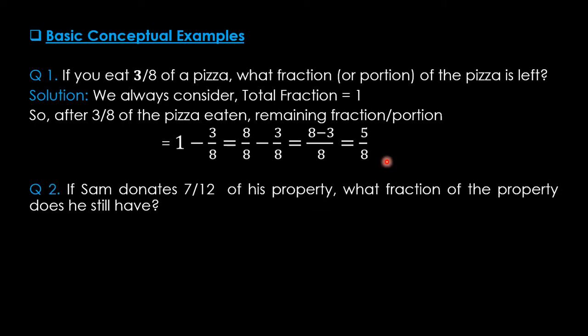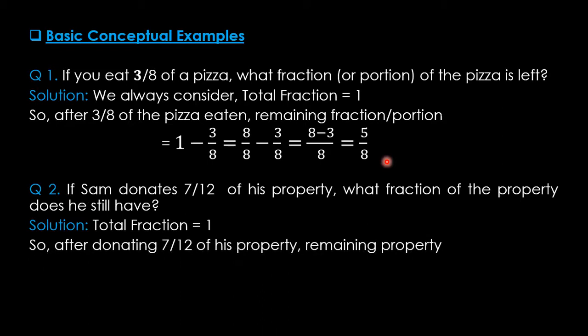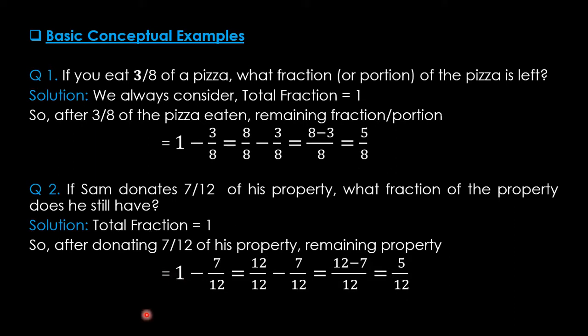Another example, if Sam donates 7/12 of his property, what fraction of the property does he still have? Again, total fraction equal to 1. So after donating 7/12 of his property, the remaining property equals 1 minus 7/12, which is again, instead of 1, we can replace it by 12 over 12, just by matching the denominator. So 12 over 12 minus 7 over 12 and we get 5 over 12.